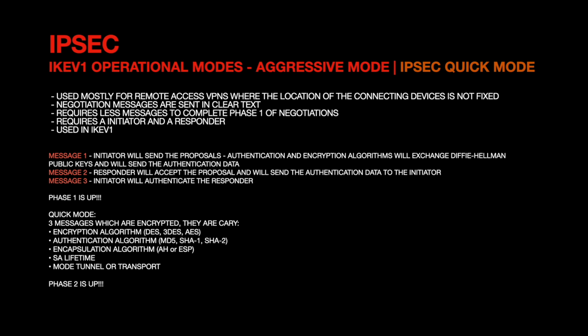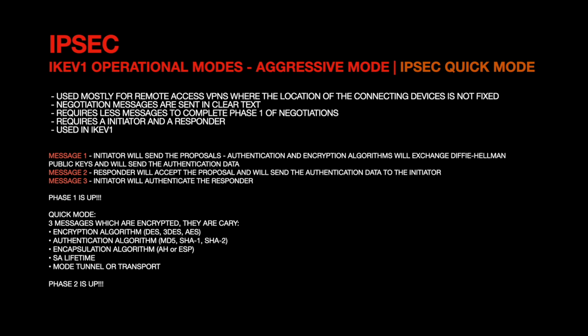Basically, the devices will exchange the same information, but more data will be concentrated in the first and the second message. For example, the first message initiator will send the proposal, which are the authentication, encryption, and algorithms, and they will exchange also the Diffie-Hellman key, and initiator will also send the authentication data. When I say authentication data, I mean the pre-shared key, or maybe the security certificate, or any authentication means.